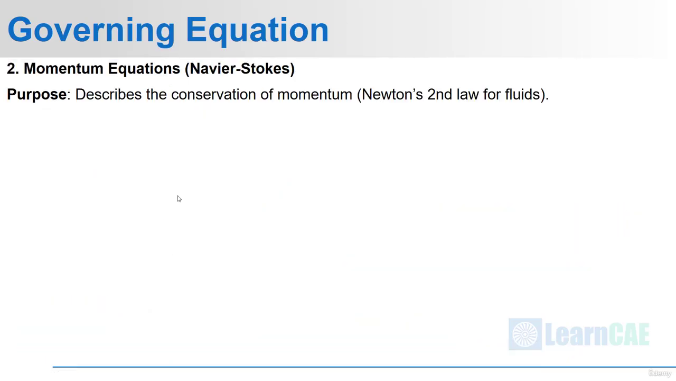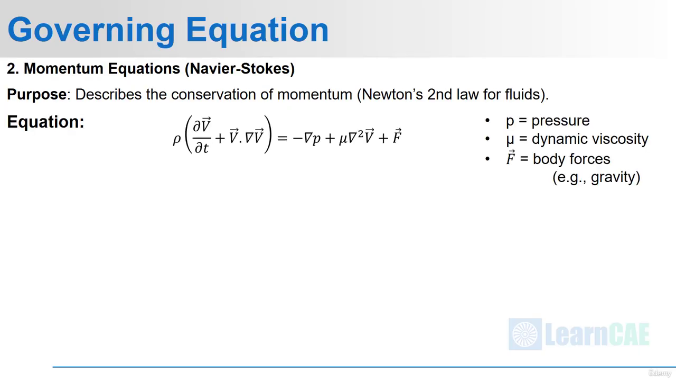Next we shall see the momentum equations. This is commonly known as Navier-Stokes equation. The purpose of this equation is to describe the conservation of momentum. This is based on Newton's second law for fluids. Let us see the equation. Here the terms rho represents density, v represents velocity vector, p represents pressure, mu is dynamic viscosity and f is the body force, example gravity force.